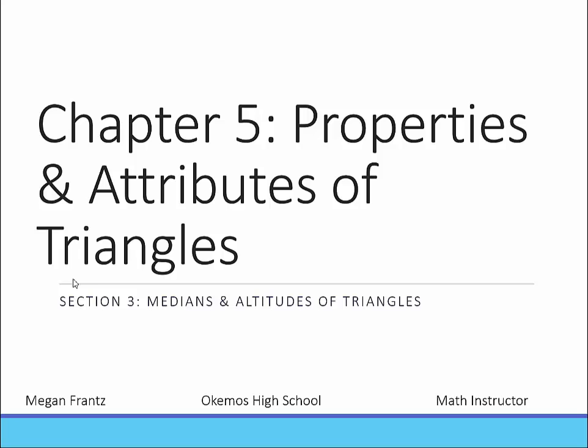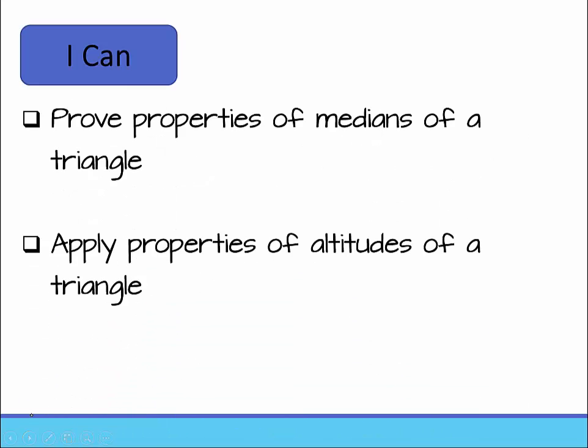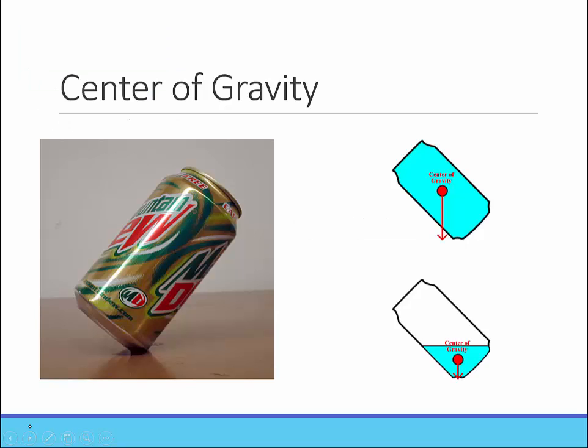Chapter 5, Section 3 is about medians and altitudes of triangles. So by the end of this lesson, you should be able to prove properties of medians of a triangle and apply properties of altitudes of a triangle. So we have to talk about three things, and then we'll tie them all together.